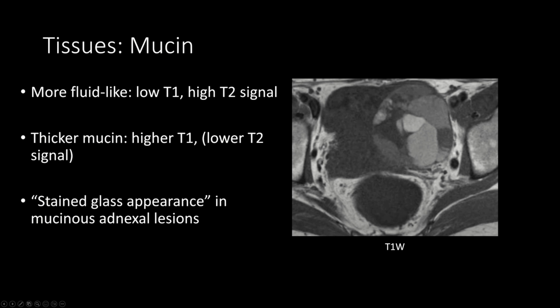We'll see examples of this later, but mucinous ovarian neoplasms are often multiloculated, like this lesion here. This is the classic appearance of a mucinous neoplasm on T1 weighted imaging, with different loculated areas of the cystic lesion containing variable signal due to differences in mucin composition of each. So the thicker mucin is more T1 hyperintense. This appearance is what is called the stained glass appearance.